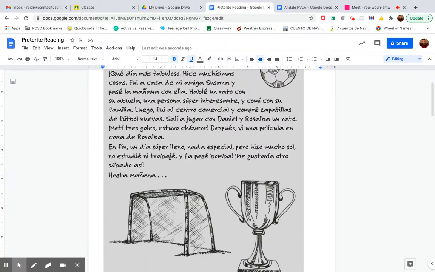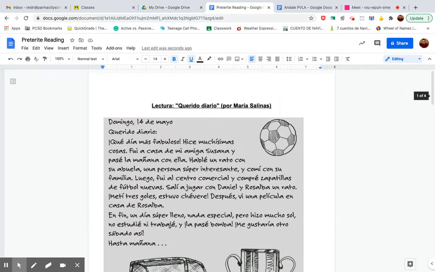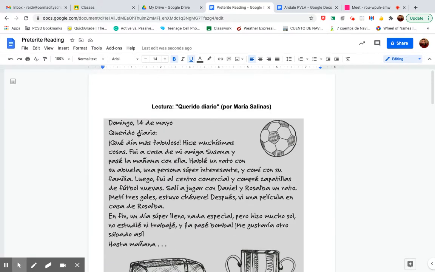She's writing to her diary, and then you scroll down here. The first thing you do, it says apuntes is the first section. Instrucciones. Escribe apuntes generales y sus significados en la sección apuntes. So, write general notes and their meanings in the section apuntes. Dos. Escribe los verbos en el tiempo pretérito y sus significados en la sección el tiempo pretérito. So, every preterite verb that you see in the reading, you're going to write down, and you're going to write down what it means. Okay?